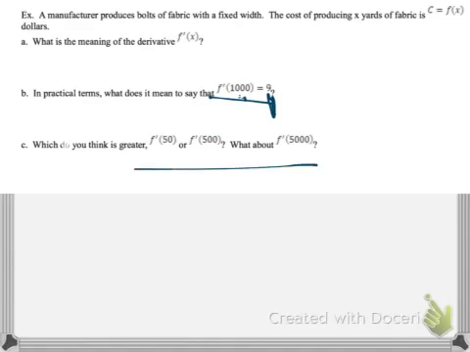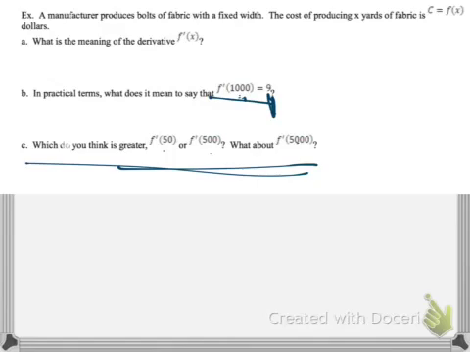Okay, and then this question you can think about, what do you think is greater? F prime of 50, 500, or 5,000? Okay, so what would be larger right there? The rate of cost after 50 items, 500, or 5,000? I'll let you think about that.